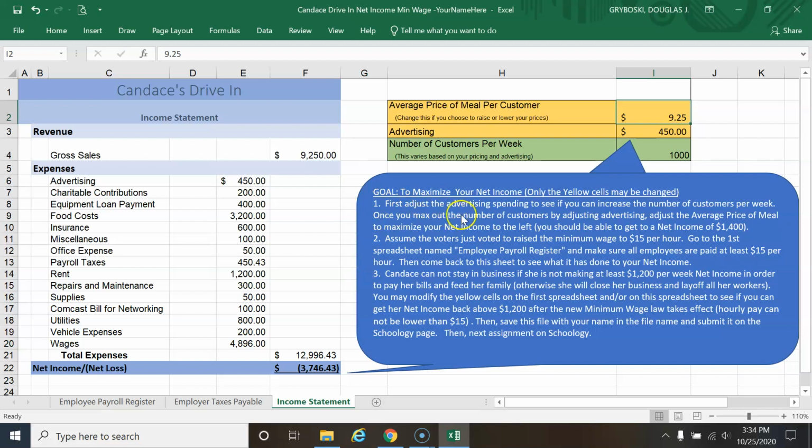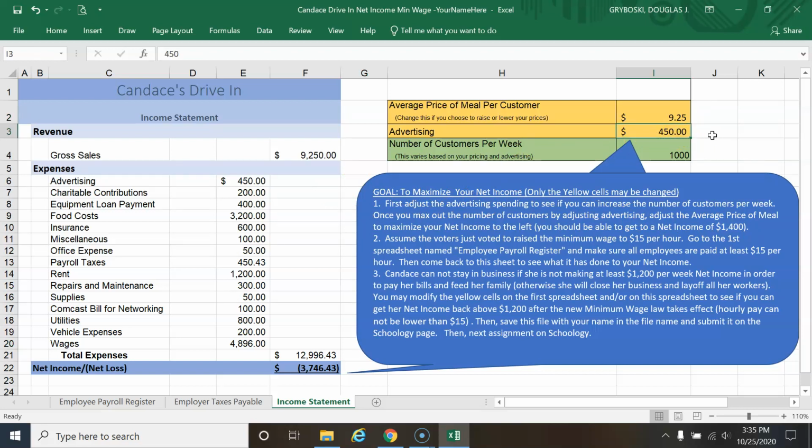So number one says, first adjust the advertising spending to see if you can increase the number of customers per week. Once you max out the number of customers by adjusting advertising, adjust the average price of meal to maximize your net income to the left. And it says you should be able to get a net income of at least $1,400. So that's step number one.